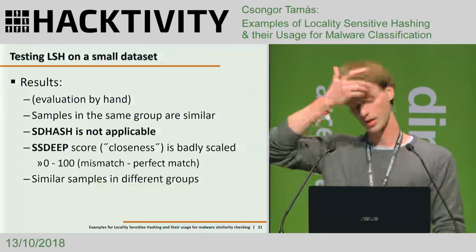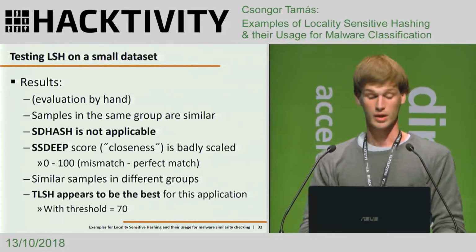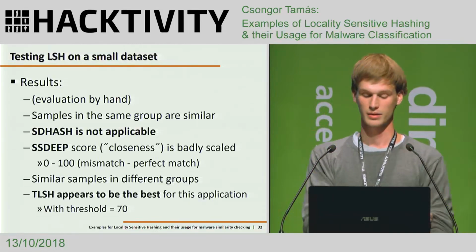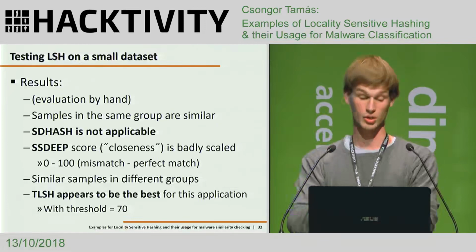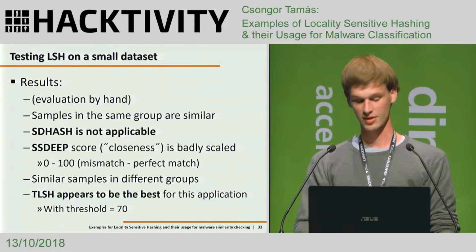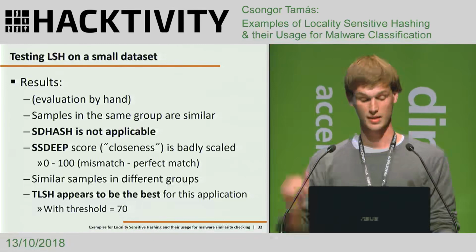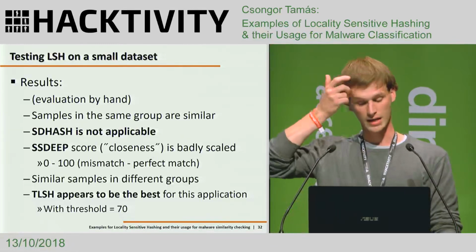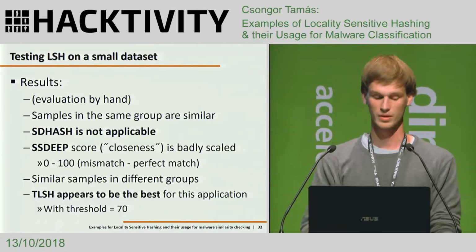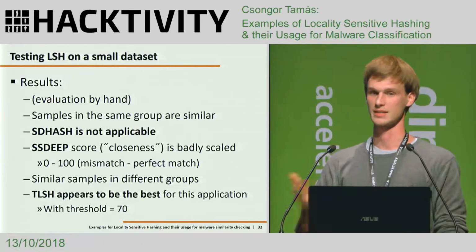The next finding is that TLSH appeared to be the best, because I selected the thresholds to obtain no false positives. The threshold of 70 and the threshold of 1 were selected through this measure. And with these thresholds, there were similar samples in different groups. But this is not a problem for us, because we only wanted to find similar samples.